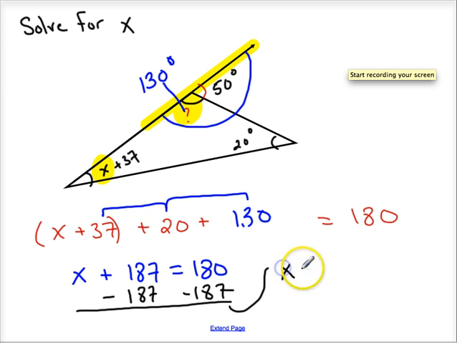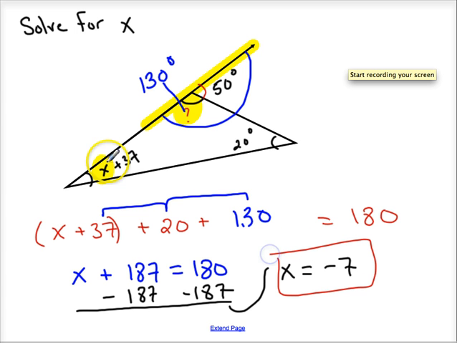And I get x equals 180 minus 187. I get an answer of? -7. Excellent. Now, does -7 represent my angle? No, okay, this is just what x equals. We figured out what x equals.